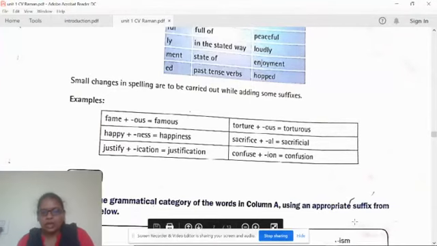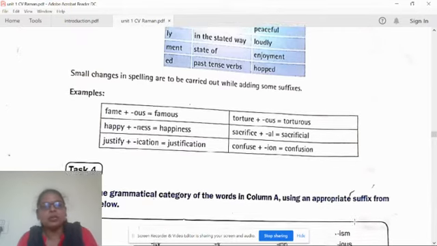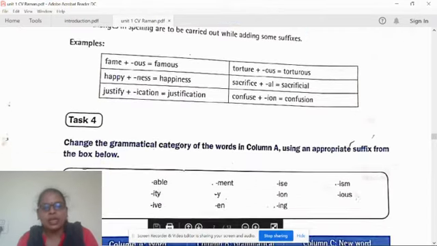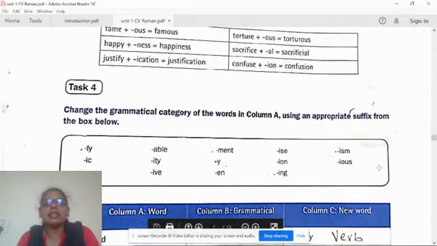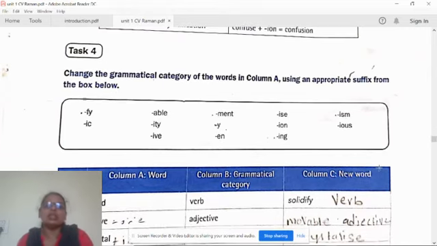So now, as we have discussed the change of suffixes, the slight change in the spellings of suffixes when we are making them into a new word, we are given task 4 here. What is task 4? Let us see. Change the grammatical category of the words in column A using an appropriate suffix from the box below. As we discussed earlier, by adding suffixes and prefixes to an old word, we can change the grammar structure of that word. Completely, the grammar structure of the word can be changed.